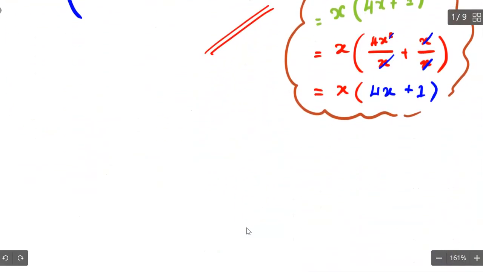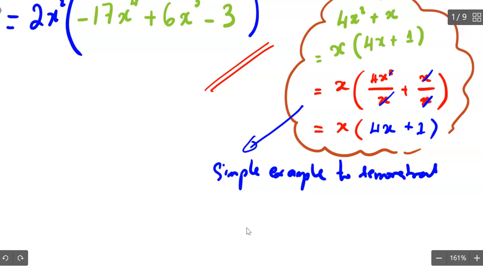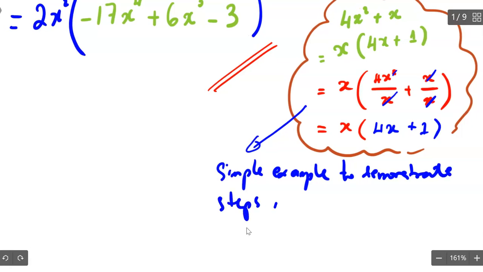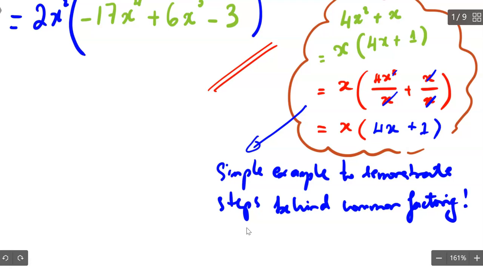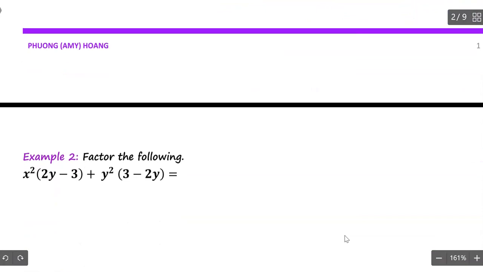So I'm going to move on to the next example, and I am going to just remind everyone that it is a simple example to demonstrate the step behind common factoring. So don't forget, we have done it many times already. It's so simple that we could recognize it right away. However, there will be expressions where the common factor is not obvious, and we have to go back and rely on these steps. Alright, so here it is.